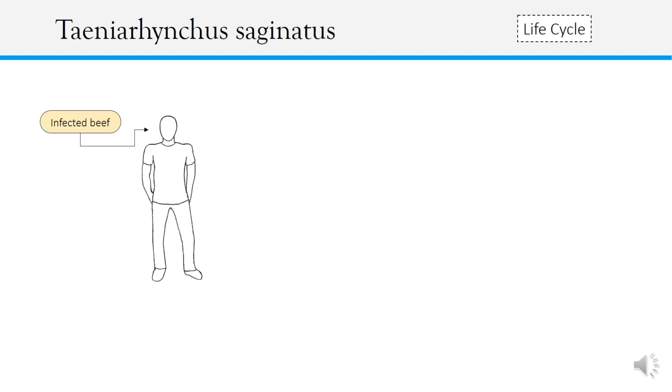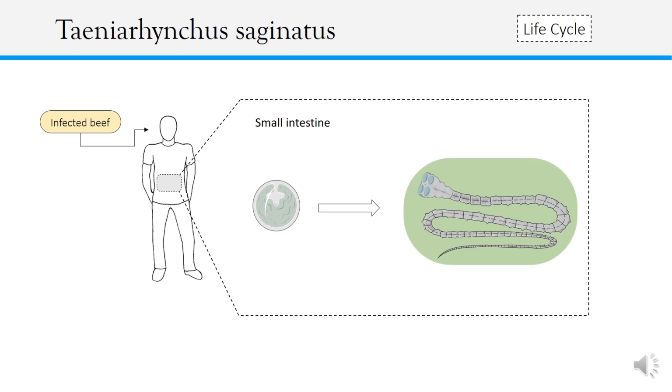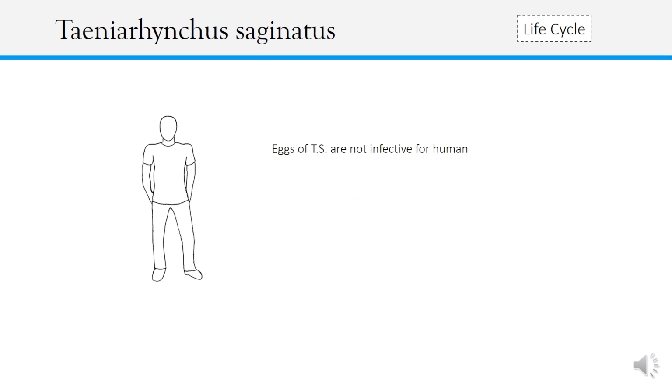When a person eats infected beef, inside of the small intestine, the fin will be transformed into the adult form of the parasite. This transformation from the fin into the adult form of the parasite takes approximately 4 months.